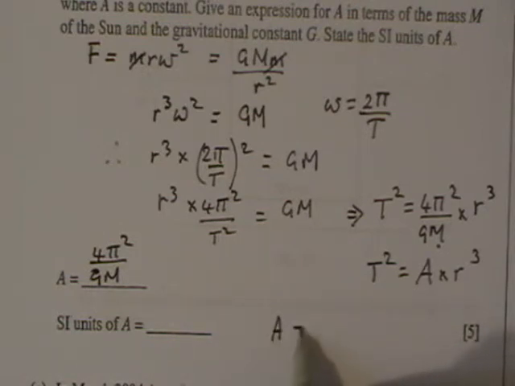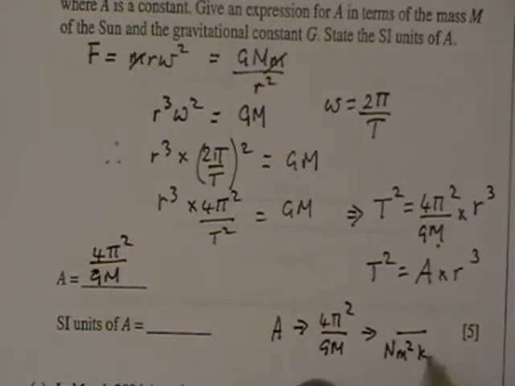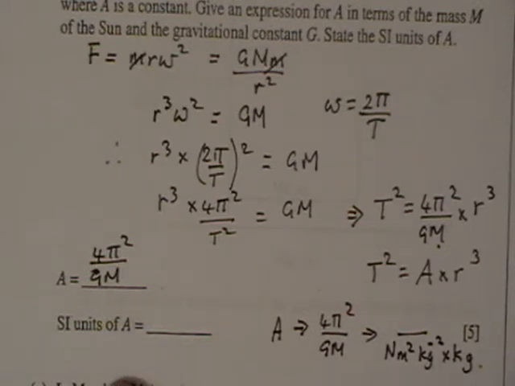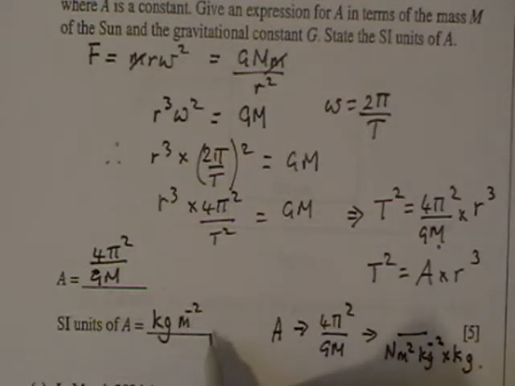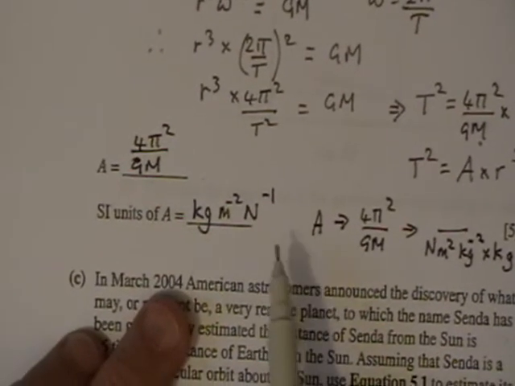So A has units 4π squared over GM. On the bottom line we have newton meters squared kilogram to the minus 2, and then we're multiplying by kilograms. So kilogram to the minus 1 on the bottom becomes kilograms on the top line, and then we have meters to the minus 2, and then newtons to the minus 1. So the SI units for that will be kilograms meters to the minus 2 newtons to the minus 1.